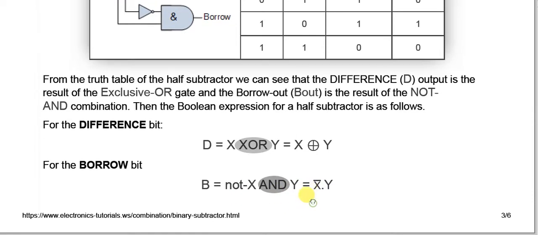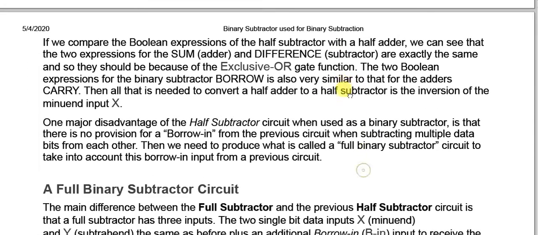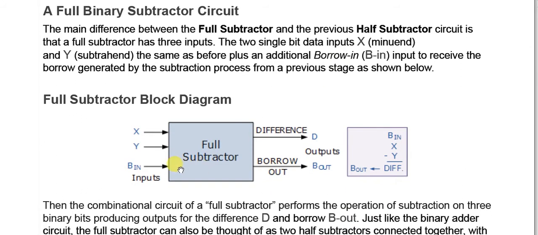Okay, so a full binary subtractor we have got now. A full binary subtractor has two inputs and one borrow input, two inputs X and Y and one borrow input, and one borrow output and a difference. So X minus Y will have the capability to also take the borrow in. In the half subtractor, that doesn't have that capability.